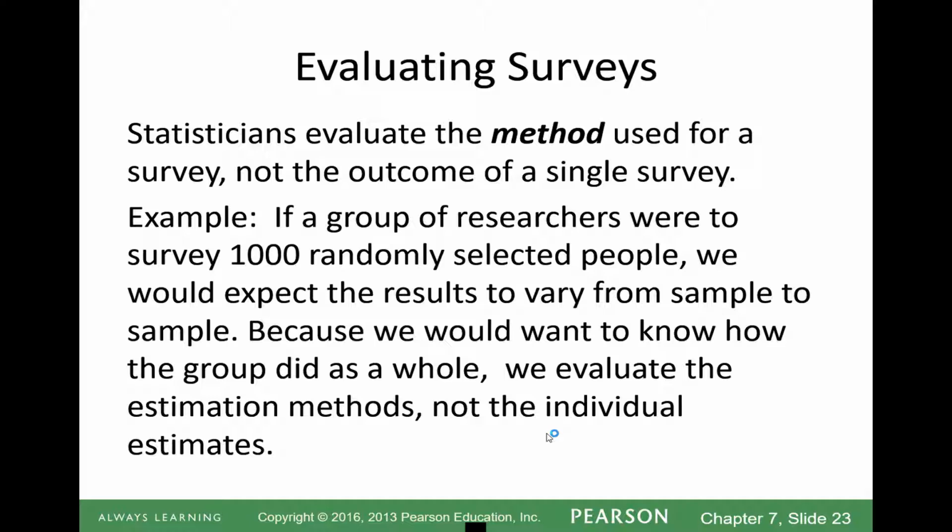Evaluating surveys. Statisticians evaluate the method used for a survey, not the outcome of a single survey. For example, if a group of researchers were to survey 1,000 randomly selected people, we would expect the results to vary from sample to sample. Because we would want to know how the group did as a whole, we evaluate the estimation methods, not the individual estimates. Okay, how the data was collected.